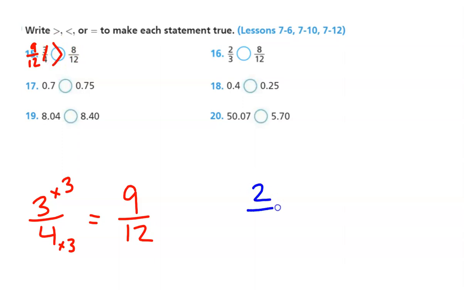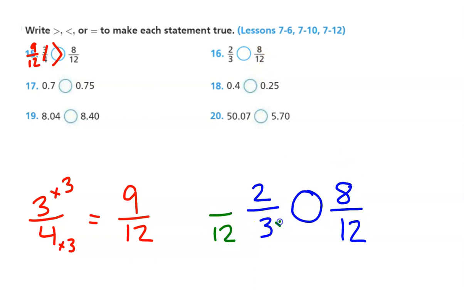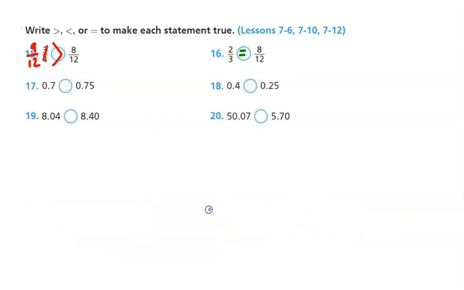And then over here for 2/3 and 8/12, same exact thing. I know that I can turn thirds into 12ths. So my 8/12 is going to get to stay the same, and all I need to do is change my 2/3. So how do I get from 3 to 12? That would be times 4. So that's the same thing that I need to do to the top. What's 2 times 4? That's going to be 8. So that shows me that these two are actually equal. Okay, let me erase a little bit of that.